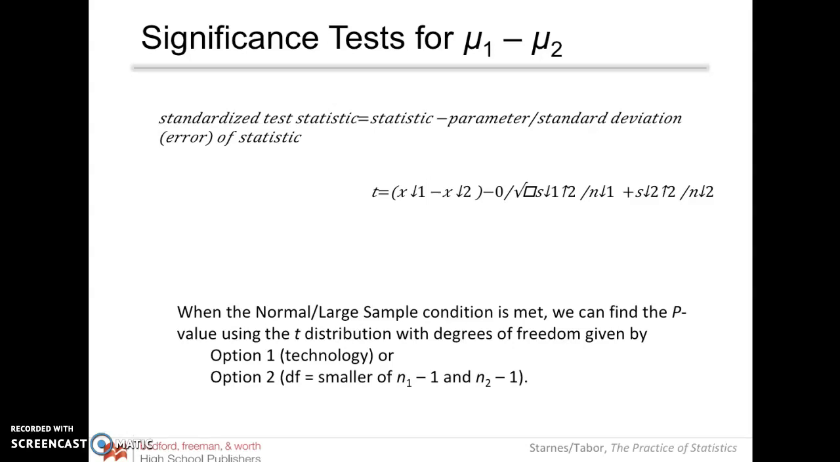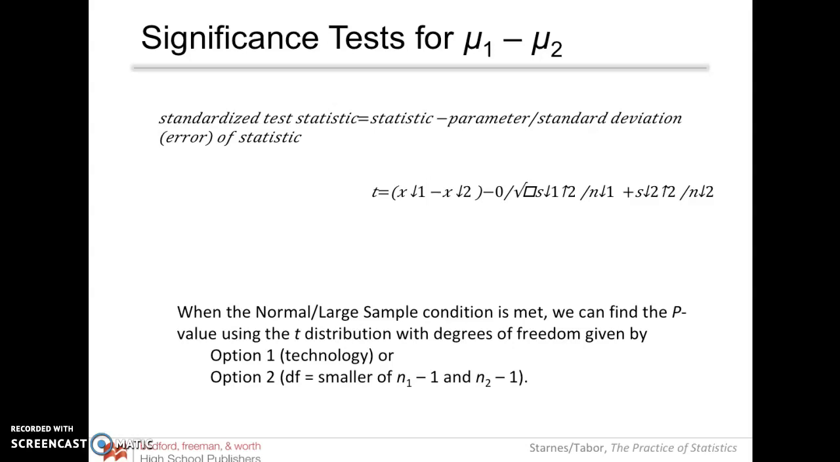When the normal condition is met, we can find the p-value using the t-distribution with degrees of freedom given by, and we have two different ways. We have a big horrible formula that we really never use, and that's what your calculator will do for you if you run the test in your calculator.